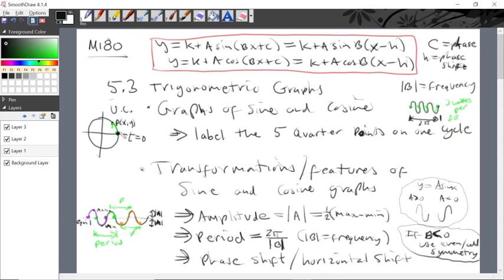Right? So I would call that the first quarter point. The first quarter point at the beginning of this complete period, this complete path around the circle, where t is equal to 0. The second quarter point would be found where t is equal to pi over 2.